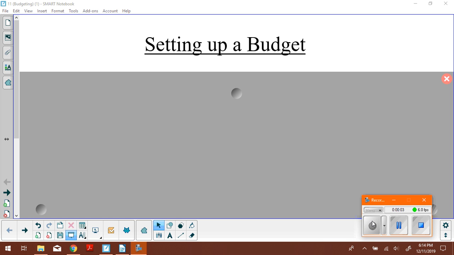Good morning, everyone. After spending the last couple of days talking about expenses associated with renting an apartment and owning a home, the next few lessons are going to be just about budgeting in general. So how to set it up, how to organize it, and other expenses that go along with that.